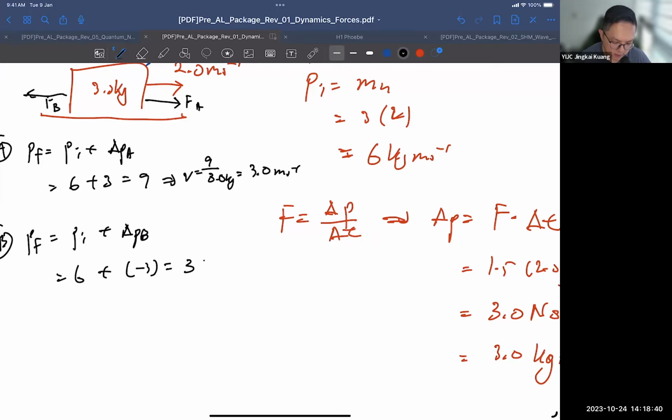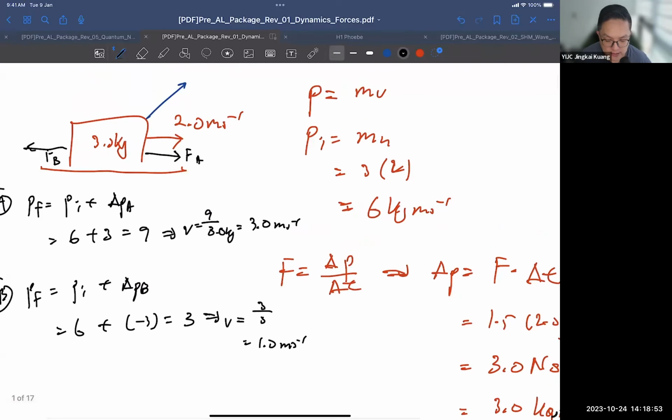This one I do the same. The v will become 3 over 3, so 1.0 meters per second. So this means that if I give it a rightward force, my final speed will become 3.0. If I give it a leftward force, my final speed becomes 1.0. So these are the two extreme ranges already. You cannot go less than that. You cannot go more than that.